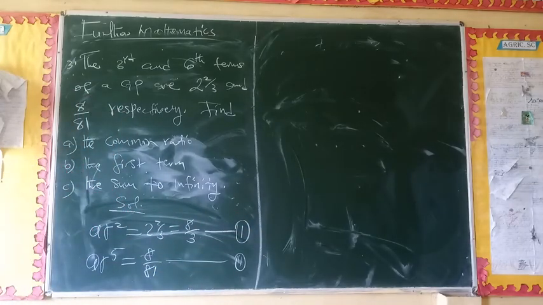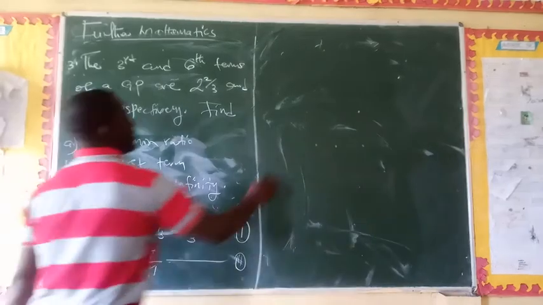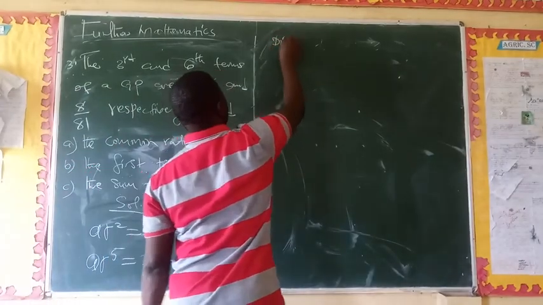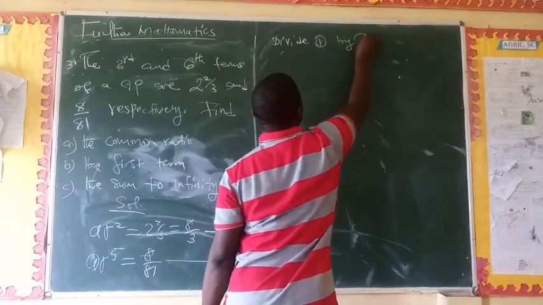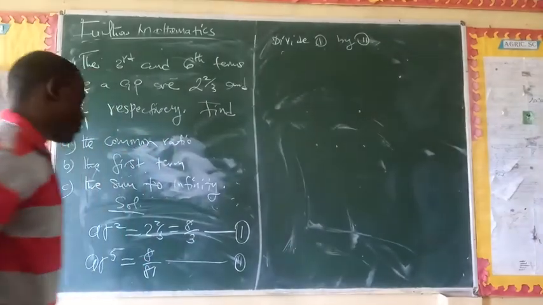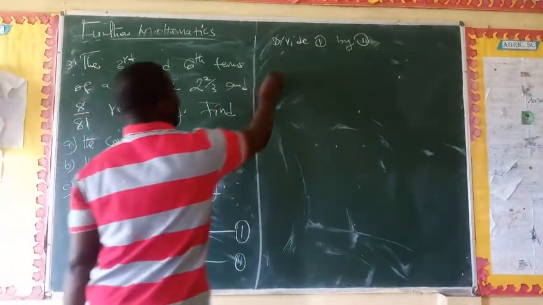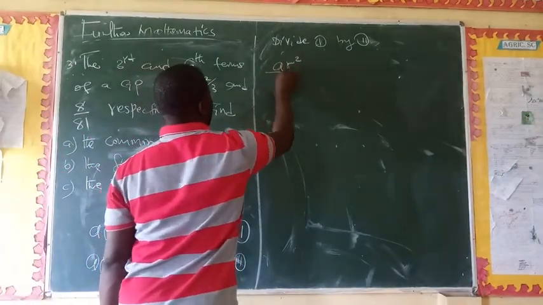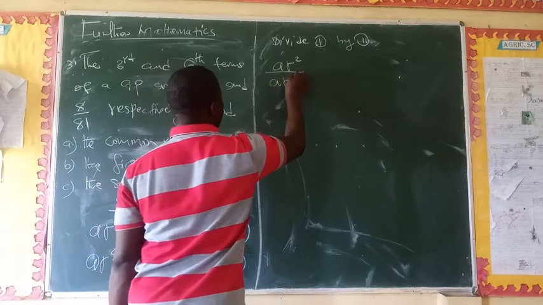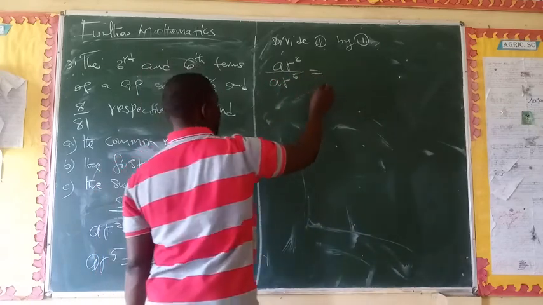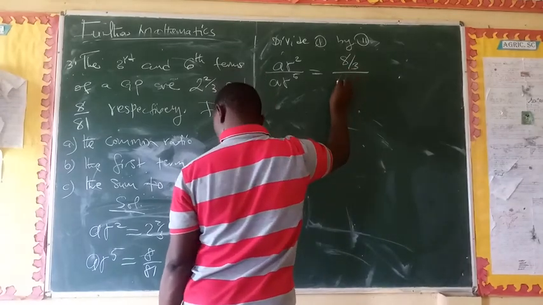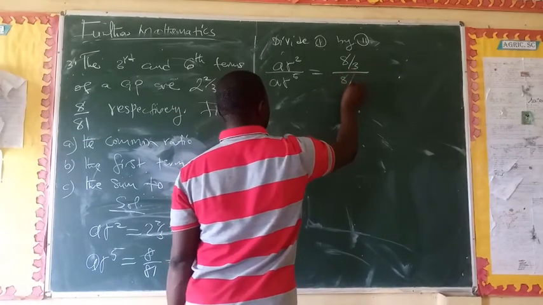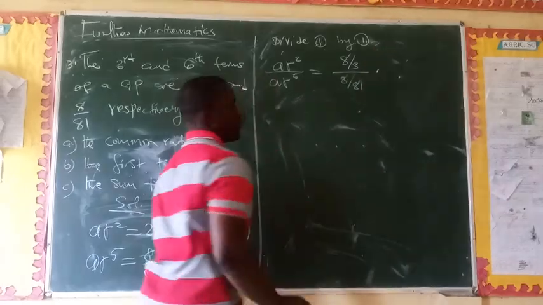Now, if we have this, we can divide 1 by 2 or 2 by 1. So I will divide 1 by 2. So we're going to have ar raised to power 2 over ar raised to power 5 is equal to 8 over 3 over 8 over 81.